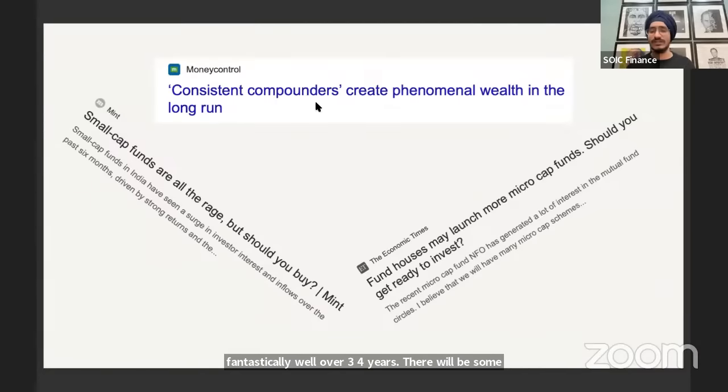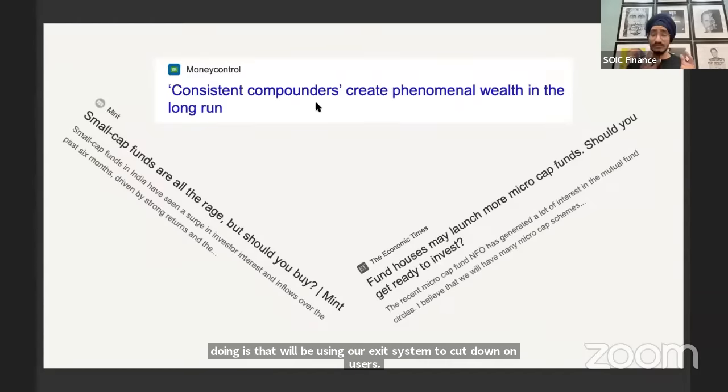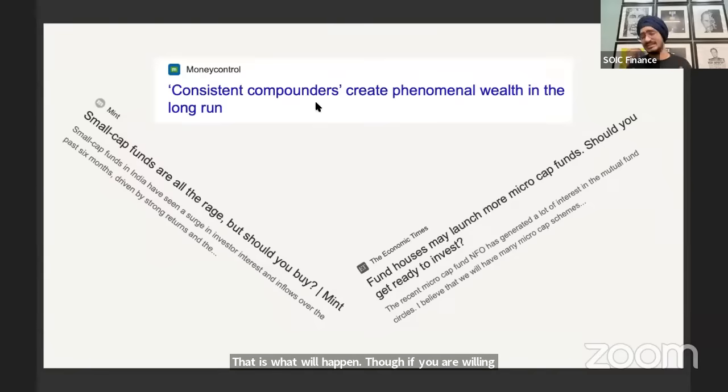The ones which are not doing so well, we'll be using our exit system to cut down on losers. That is what will happen. If you are willing to objectively exit stocks when we give an exit signal, without getting too much into the thought process of "this has something, that has something", then maybe this might be the right product for you.